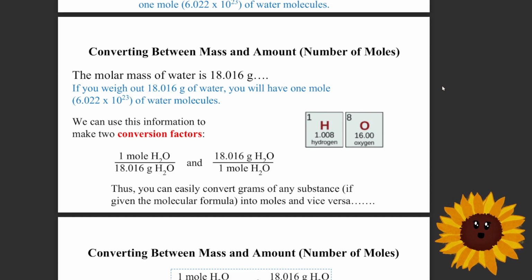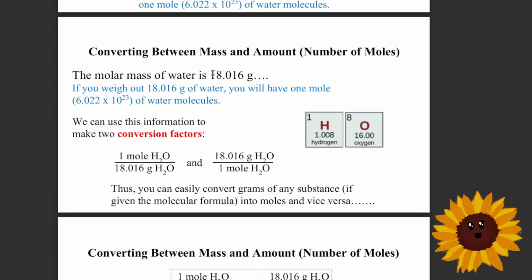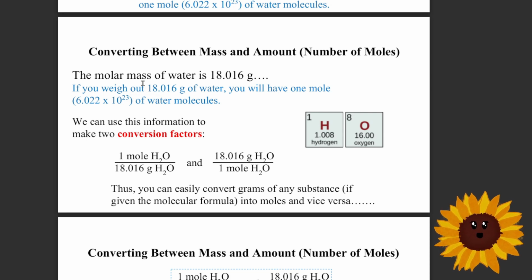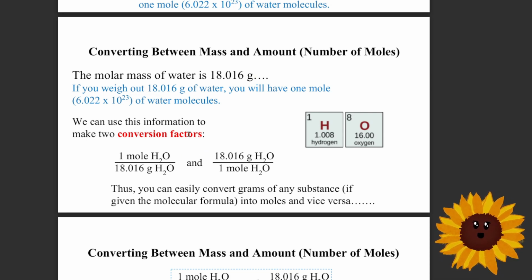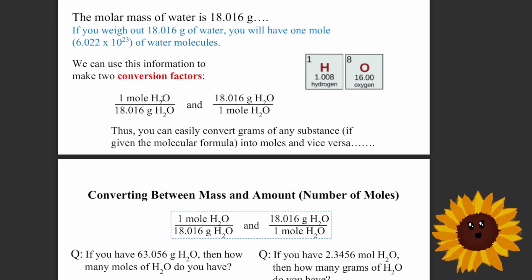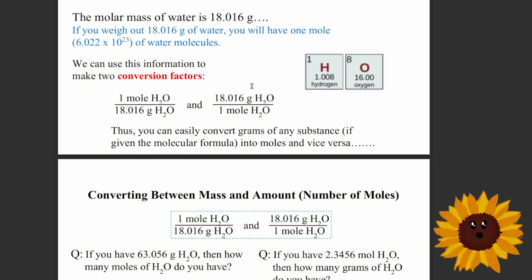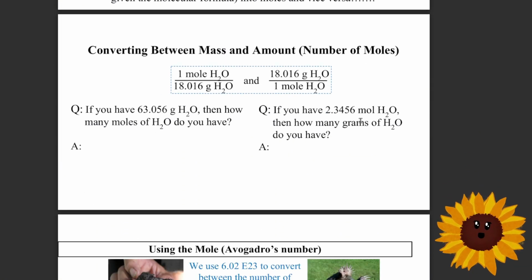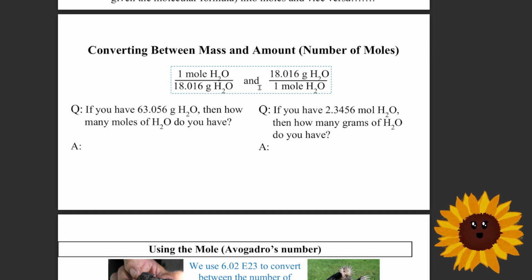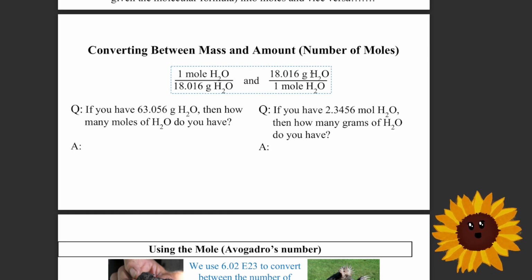Converting between mass and amount, number of moles. If we have our molar mass that we got, 18.016 grams, we can use this to convert it into particles. So we could either go 1 mole over grams or grams over moles, depending on what we need to convert between the amount of number of moles. These are example problems for you guys, using these two.